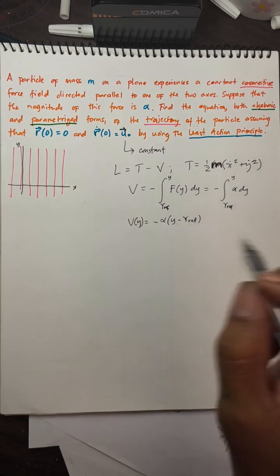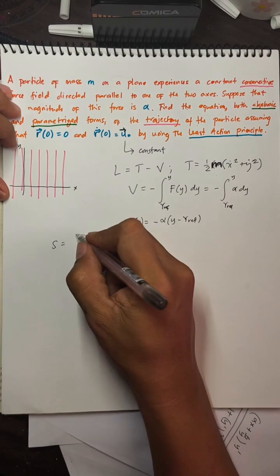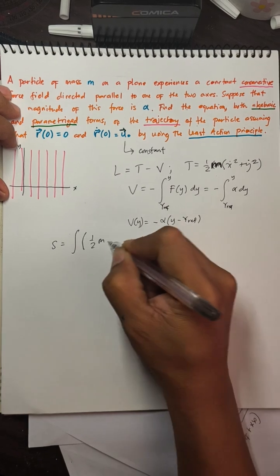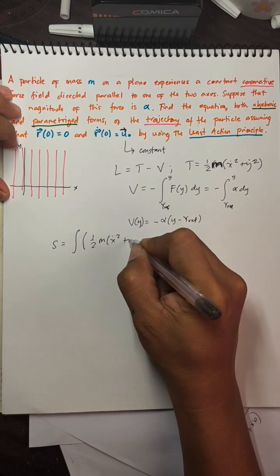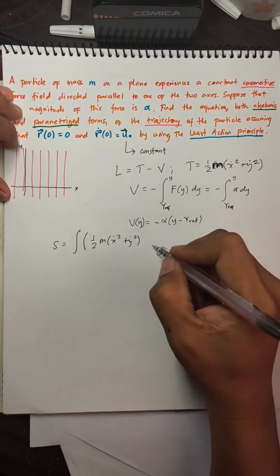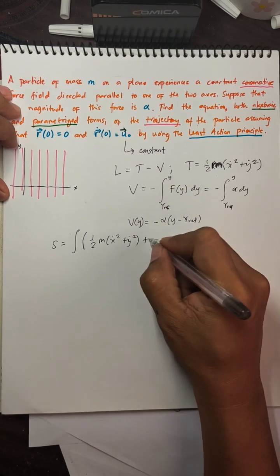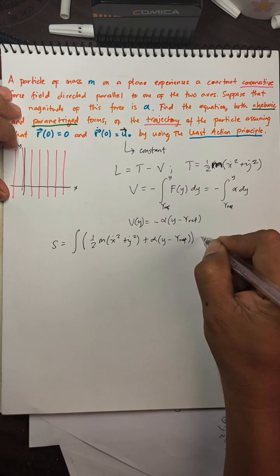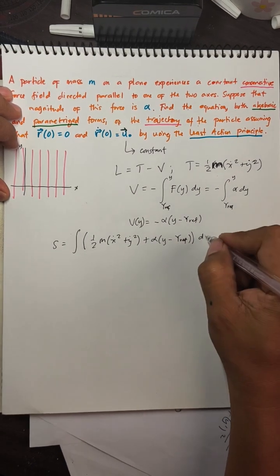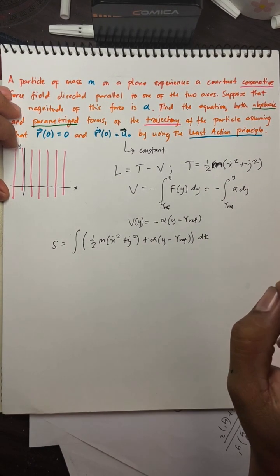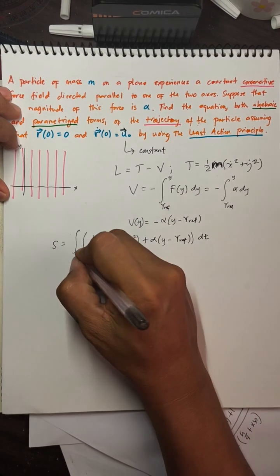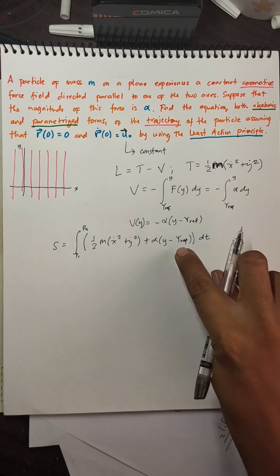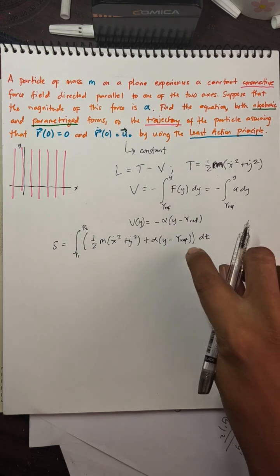We can now form our action as the integral of 1 half m times x dot squared plus y dot squared minus V, so plus alpha times y minus y ref, dt, from point 1 to point 2. Now y ref here is a constant. It's not a function of y.